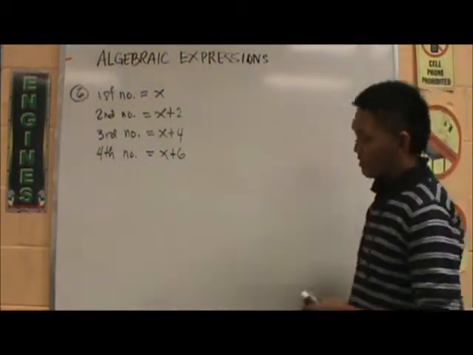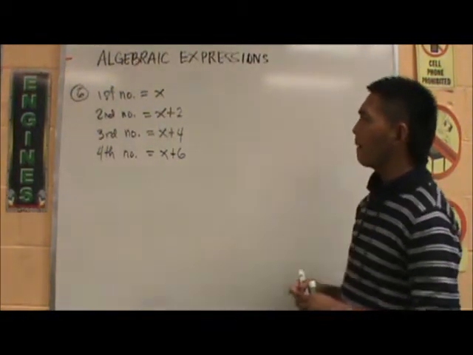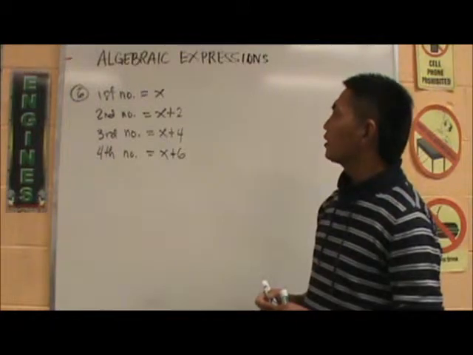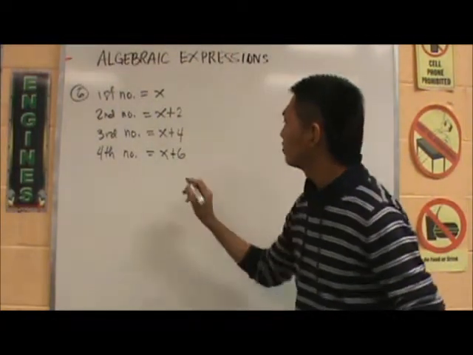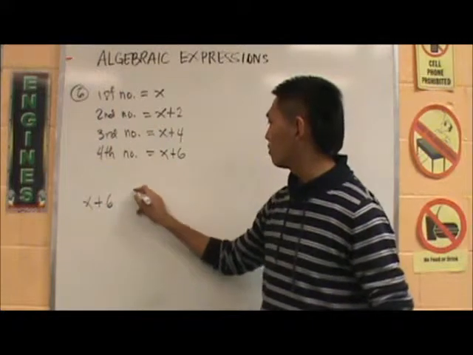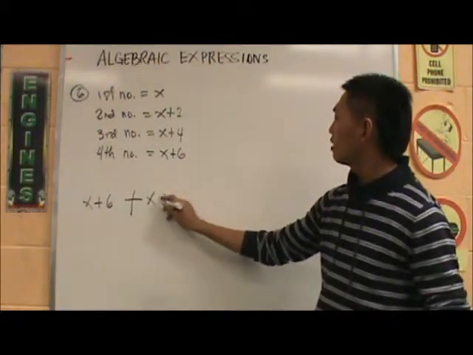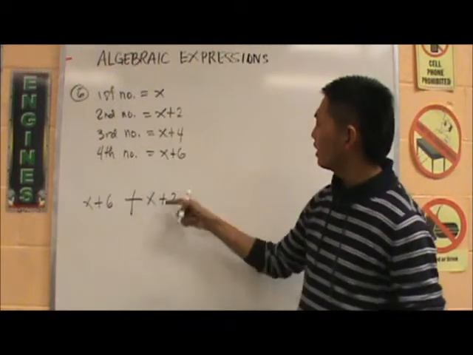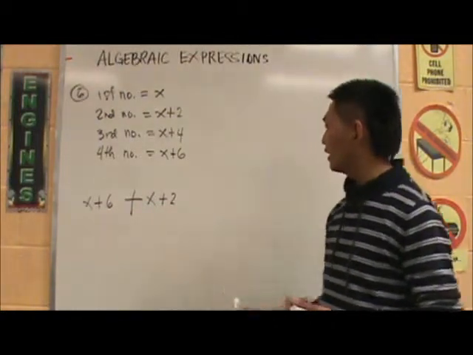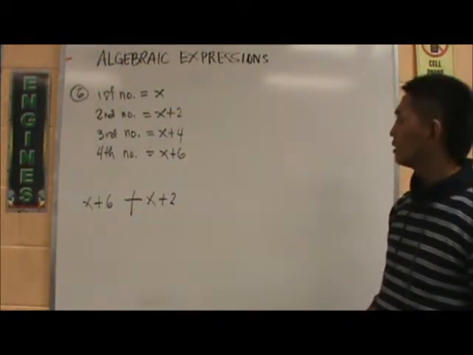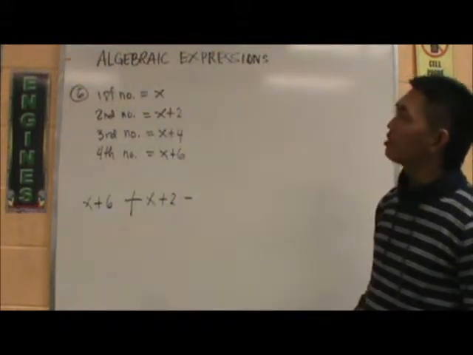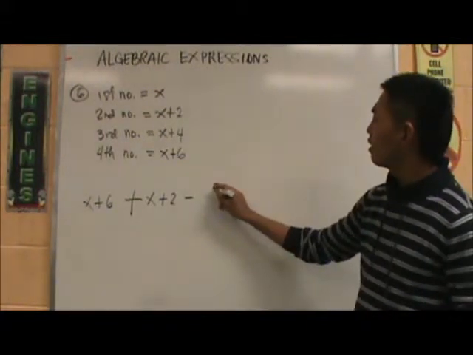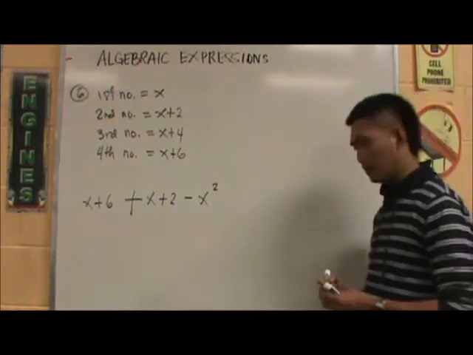Now, how about if you have a problem like this? The sum of the fourth number and the second number. So this is your fourth, and that's your second, and I just said the word sum, so the sum of the fourth number and the second number, subtracted by the square of the first number, which is x. Okay, that should be easy enough.